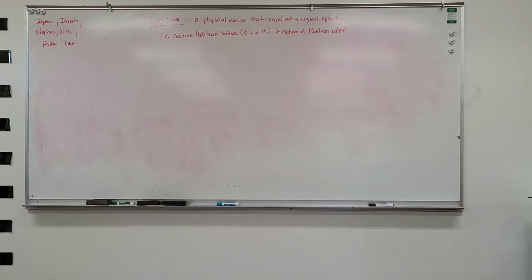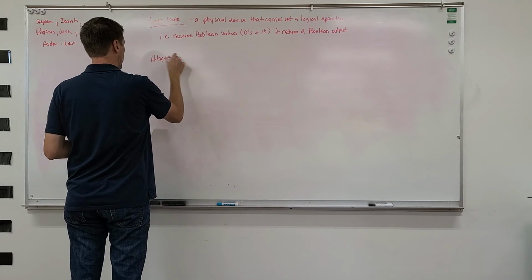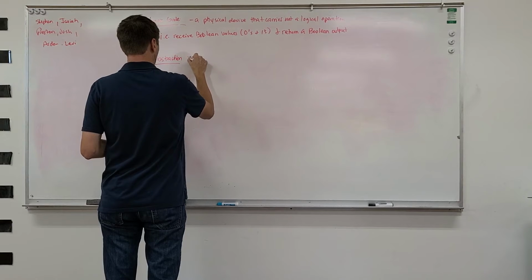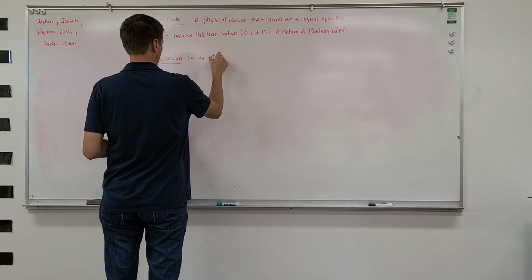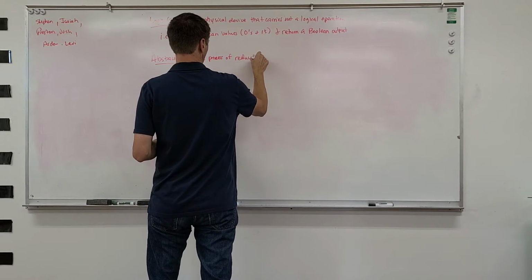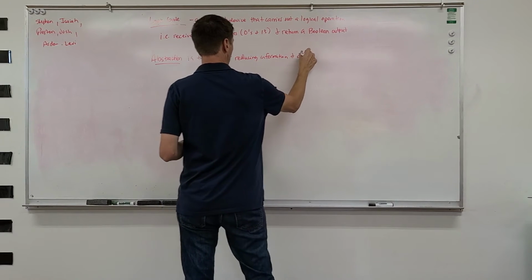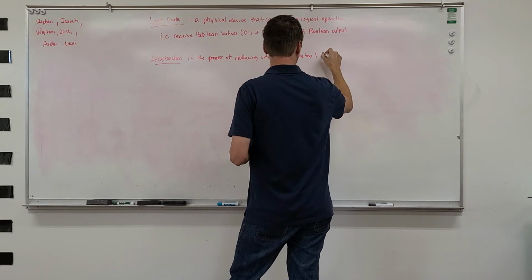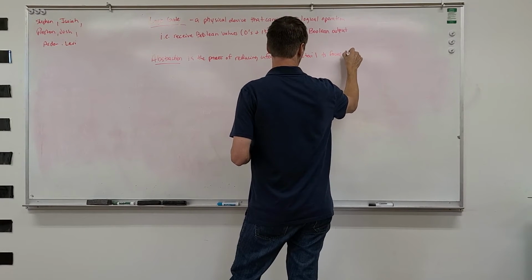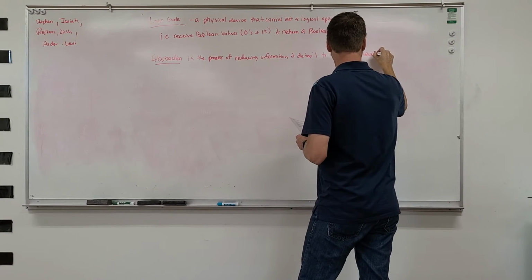It's beyond the scope of this class to talk about how you would actually build a circuit like this. So what we're going to use is something called abstraction to represent it. Let me give you a definition for abstraction. Abstraction is the process of reducing information in detail to focus on relevant concepts.